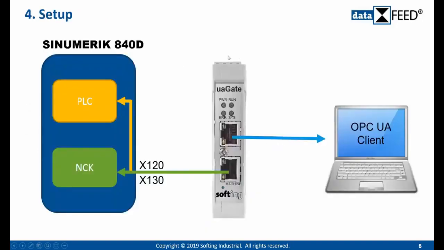I will now start with a bit of theory on how to set up the whole thing. This is the front side of the UA Gate, and we have an upper interface for the IT side. They can be configured independently. The upper interface can have a different IP address, and normally the upper interface is used to provide the data via OPC UA or MQTT. So the gateway represents the OPC UA server, and the client can request data from it.